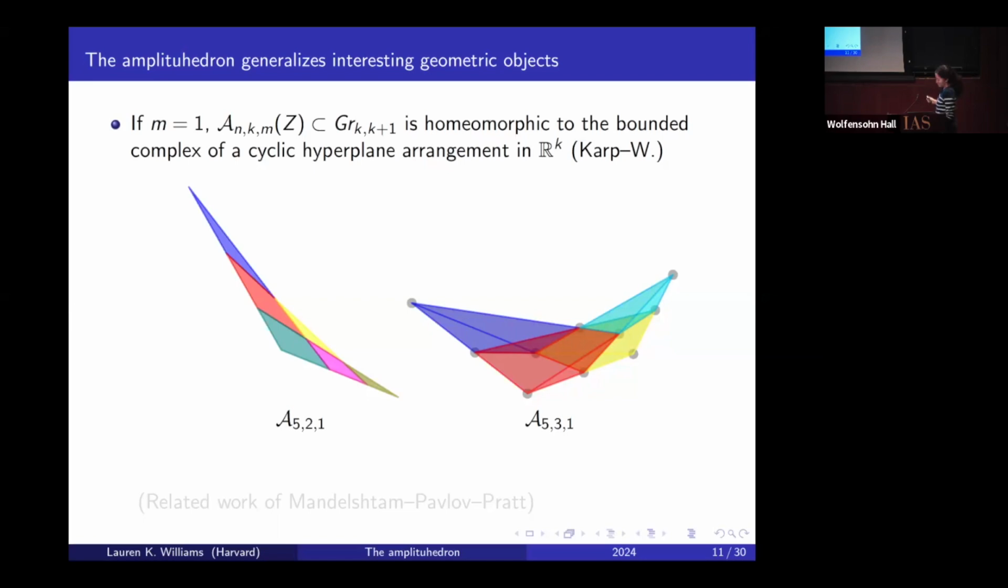And I should say, when Steven and I started looking at the amplituhedron, we first tried to understand m=4. We quickly realized that was too hard. Then we looked at m=2. We decided that that was hard too. So we went to m equals 1 and we started to make some progress. So small examples are good. And I also wanted to advertise that there's some beautiful work of Mandelstam, Pavlov, and Pratt, which looks at some extensions of this where you relax the conditions on your matrix Z.